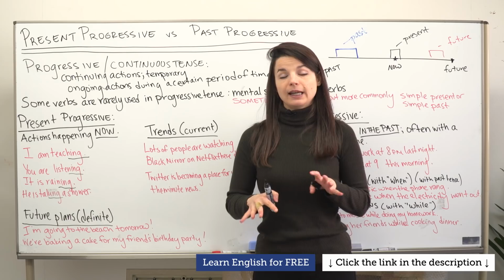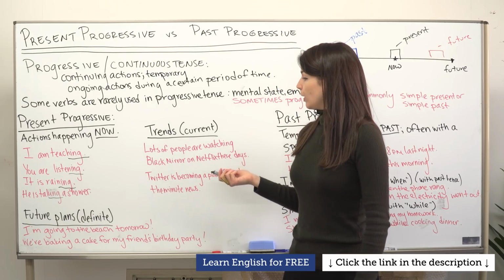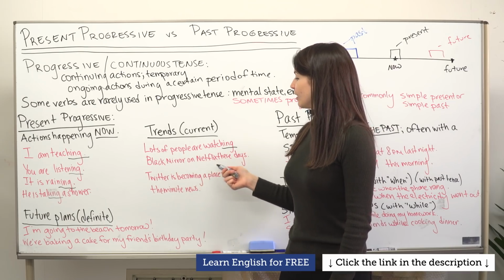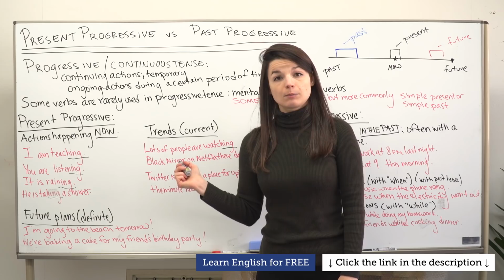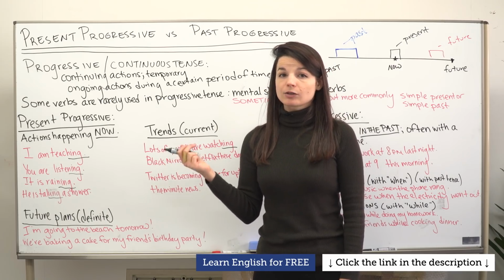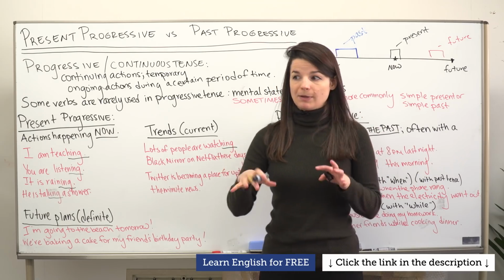So something happening in your community or in your society, for example. So I have here, lots of people are watching Black Mirror on Netflix these days. So this could be like one example. This is an example, perhaps, of a recent trend I've noticed. Here I've got the progressive tense to show that maybe it's temporary.